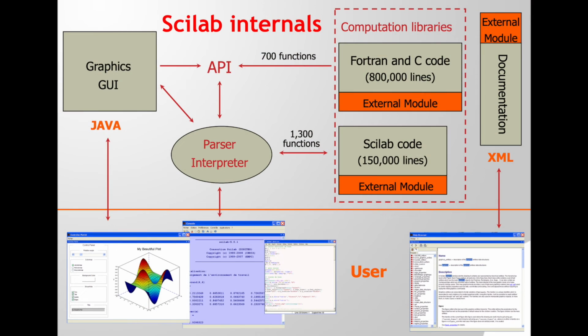But in fact, what is there in the interiors of Scilab that permits to do that? There are computation libraries, Fortran and C code, many lines, and Scilab code, because a big part of Scilab is written in the Scilab language, which is a very good and simple language to understand. These are the computation libraries. They are linked to the parser and the interpreter, and to the graphics and the graphical user interface, which is written in Java, with the parser and interpreter in C++.